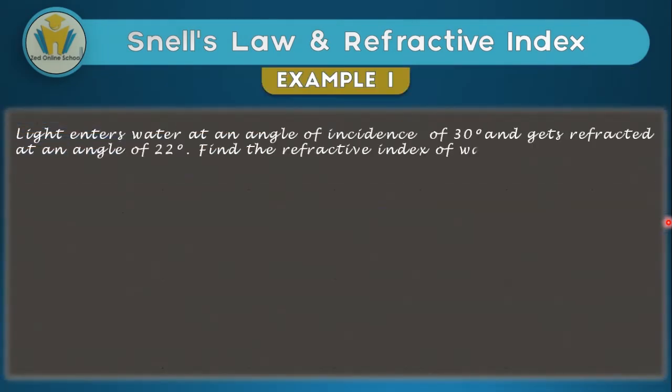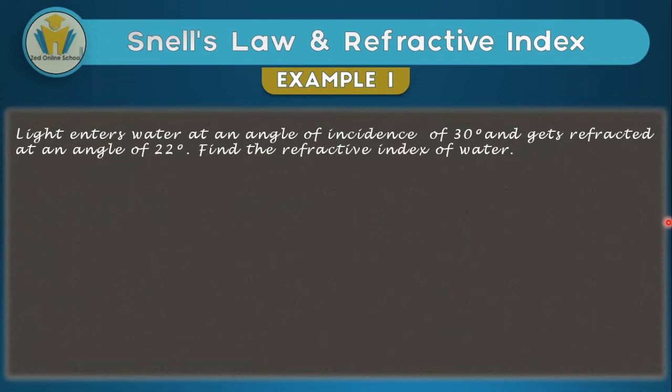In our first example, we'll be looking at the first form of the refractive index, where we have the sine of an angle being divided by the sine of another angle. As you can see, the question is telling us that light enters water at an angle of incidence of 30 degrees. Simply, the angle of incidence is 30 and the angle of refraction is 22 degrees. We're asked to find the refractive index of water.